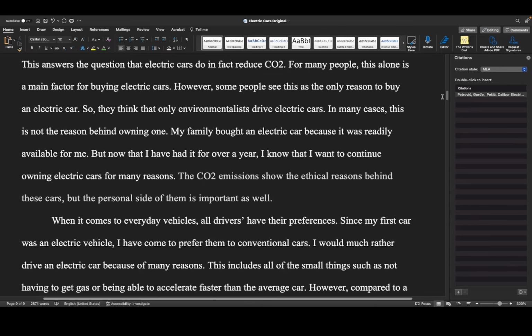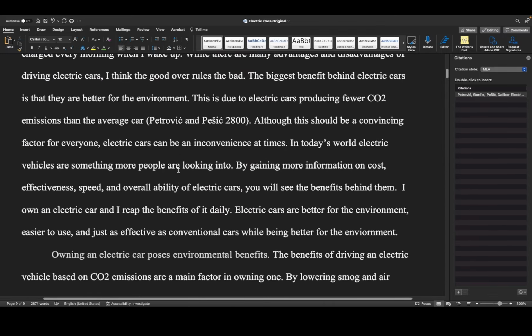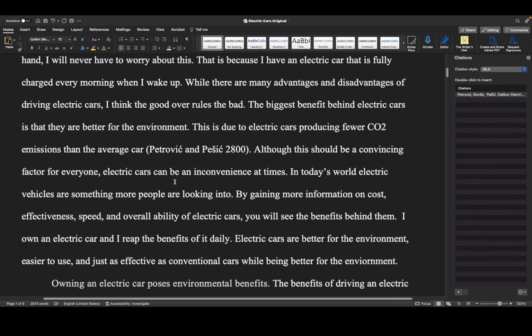Okay, let's go back up here. Still in our second paragraph. So we fixed the sentence: although this should be a convincing fact for everyone, electric cars can be an inconvenience at times. Now, you'll note here, obviously what this is trying to foreshadow is that there's going to be, hold on one second.